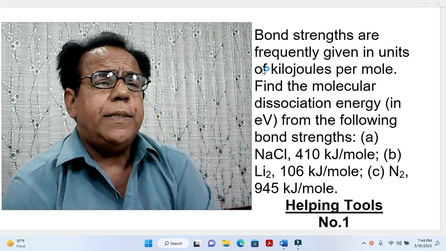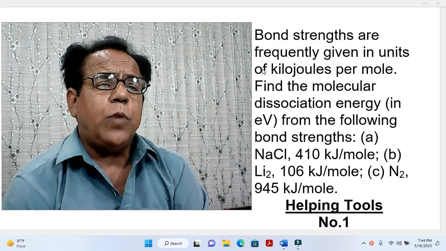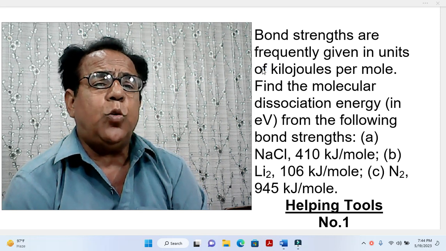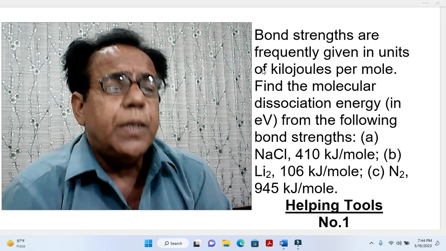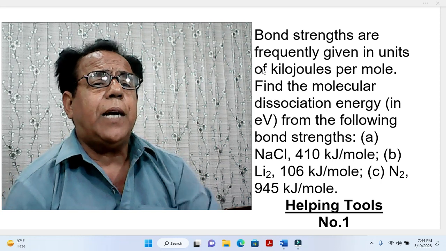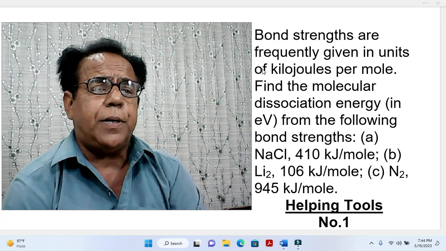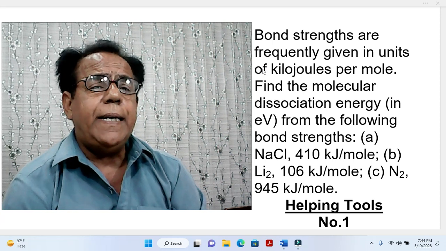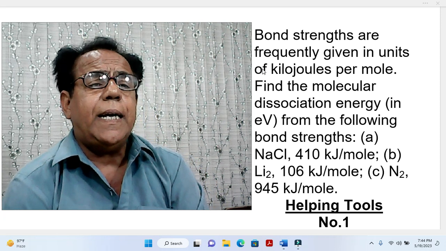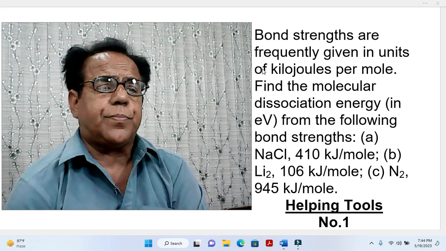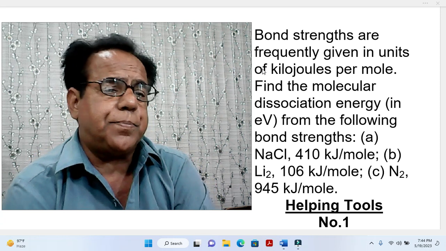The statement of this problem is: bond strengths are frequently given in units of kilojoules per mole. Find the molecular dissociation energy in electron volt from the following bond strengths.